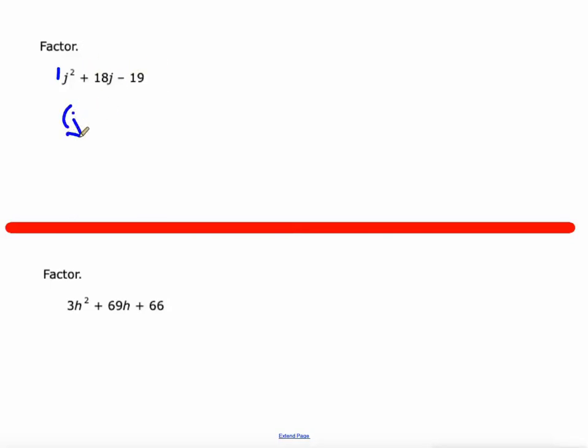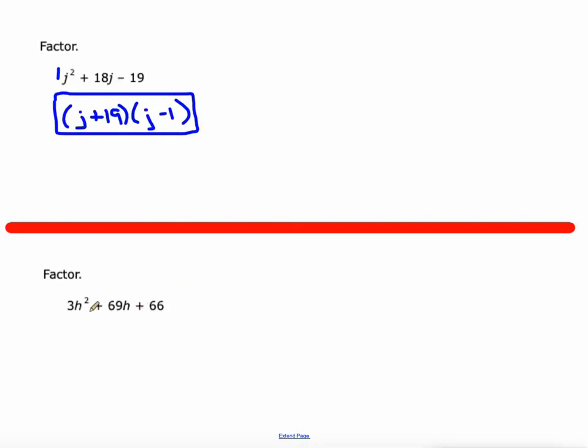And since 19 is a prime number, that makes things pretty easy. J plus 19 times j minus 1. 19 times negative 1 is negative 19. 19 plus negative 1 is 18. So pretty simple factorization there.